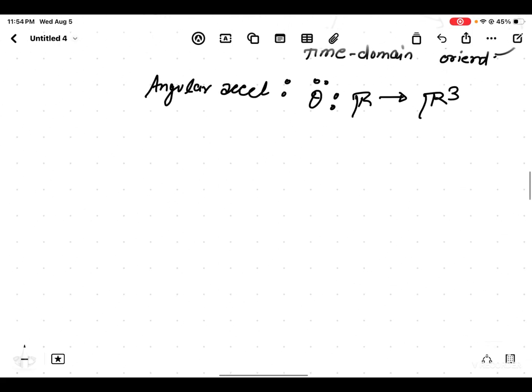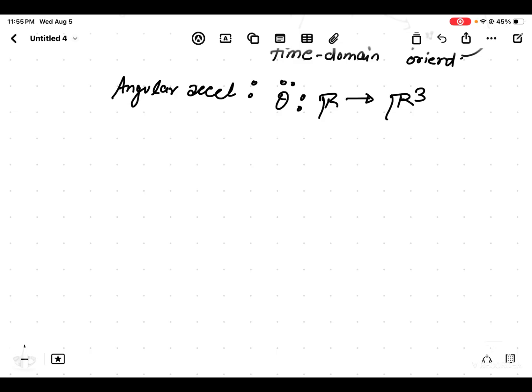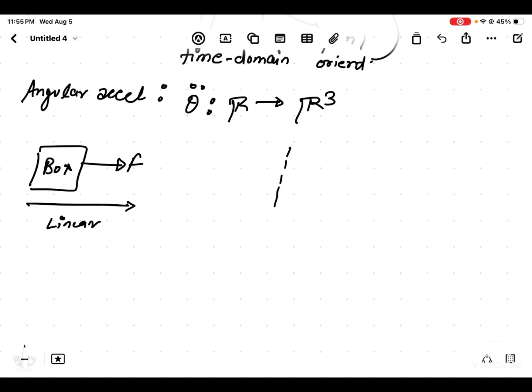Like force, we know the angular counterpart has torque. For example, previously, if this is a box and we are applying some force, it will have some translational motion. It's linear motion, but now it's angular motion. For example, this is a hinge and a door is attached to it. We apply a push to move it. It will move in an angular way. So yeah, here comes the torque.